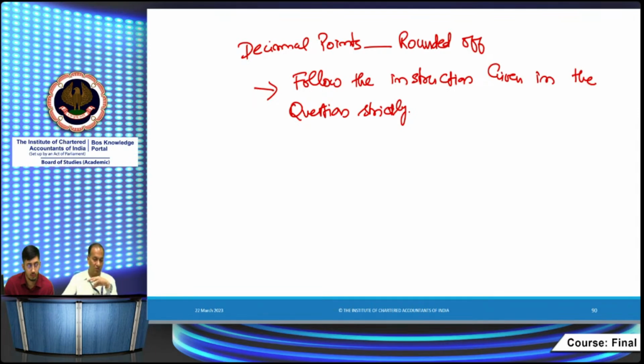Okay, if you increase or decrease the decimal points, you will lose marks unnecessarily, because in this matter the examiners are very strict.